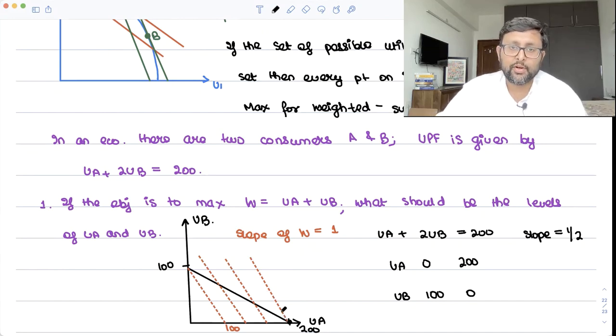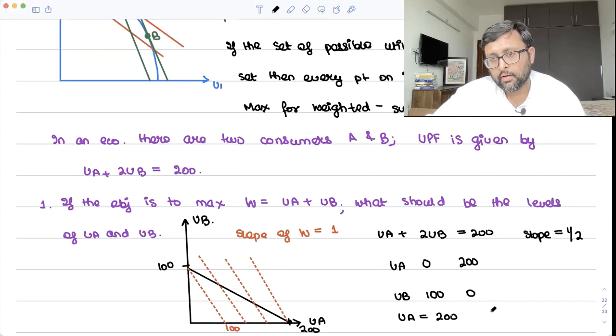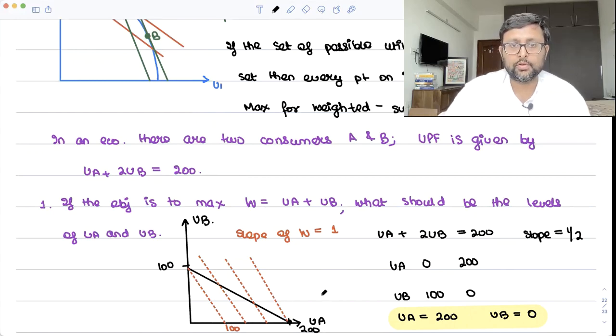So this question could be framed in two ways. One is that given the social welfare function, what should be the values of UA and UB, right? So UA is 200 out here, and UB is 0. UA is 200 and UB is 0. I could have also framed the question like this: find such a social welfare function in which, given this utility possibility frontier, you're giving everything to A. So that is one way to solve this.